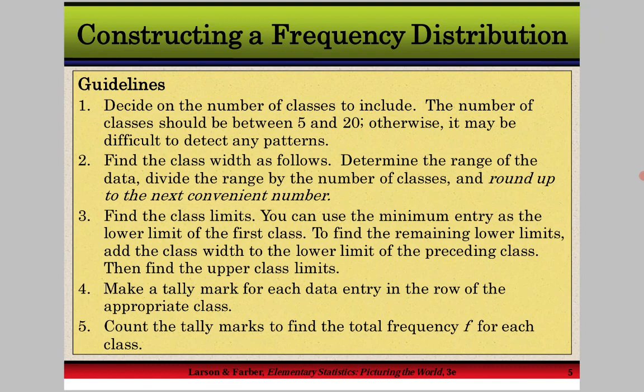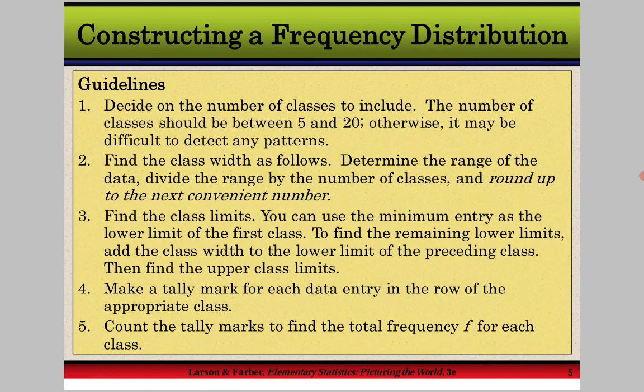There are some steps to be followed. The first one is to decide on the number of classes to include. The number of classes should be between 5 and 20, otherwise it may be difficult to detect any pattern. So first of all, after taking some sample data, you have to decide how many classes, or class intervals, should be taken. Generally the number of classes is taken between 5 and 20.